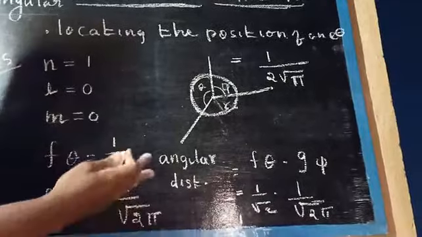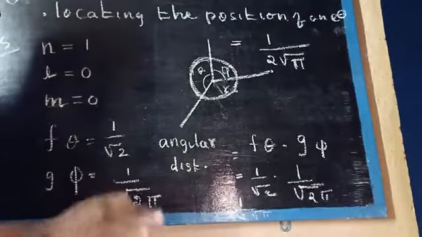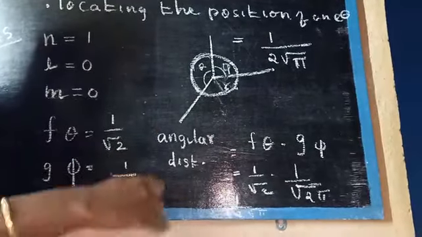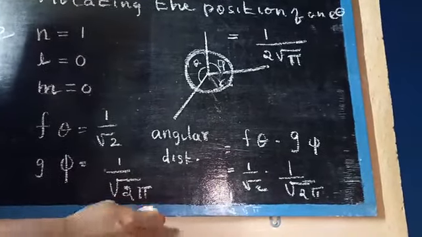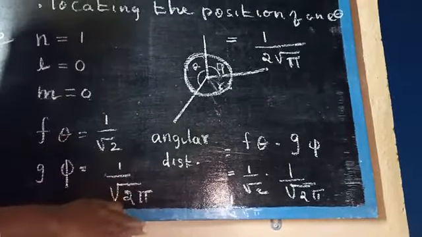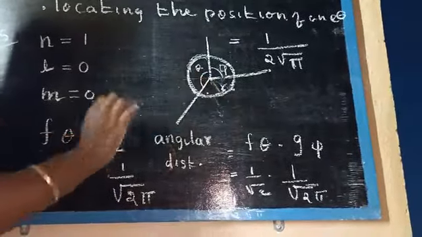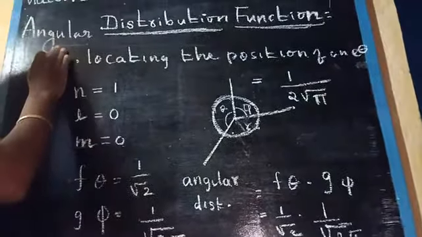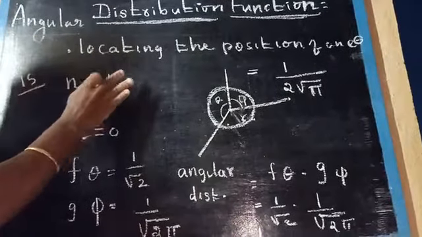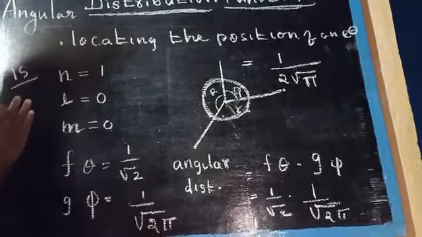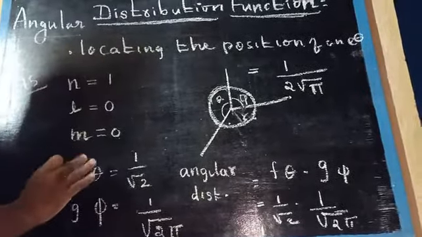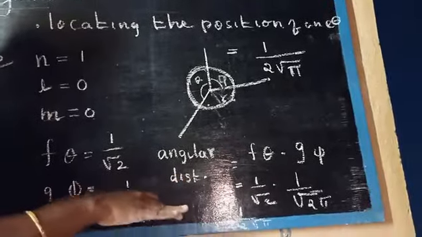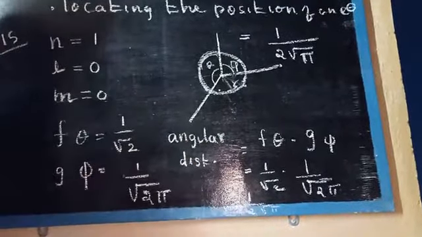The p orbital is directional, because in a p orbital the electron is present along a particular axis, whether x, y, or z. But in the s orbital it is not possible to say that; the electron can be present anywhere. Are you clear, children? From the angular distribution function, in the 1s orbital the electron is present anywhere, but within a spherical shape.